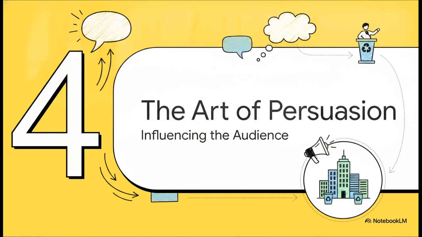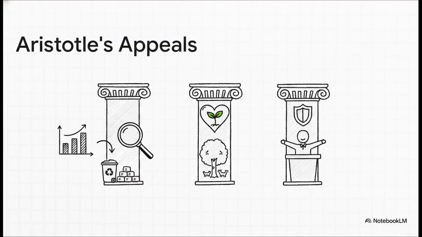Section 4. The art of persuasion, influencing the audience. Picture this. You are standing in front of your city council, trying to convince them to adopt a new curbside recycling program. To really win them over, you're going to want to tap into Aristotle's classical appeals. First up, the logical appeal. That's using hard data, calculating the exact landfill savings in volume and dollars.